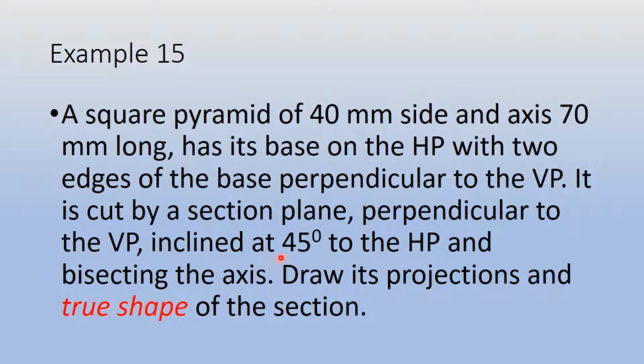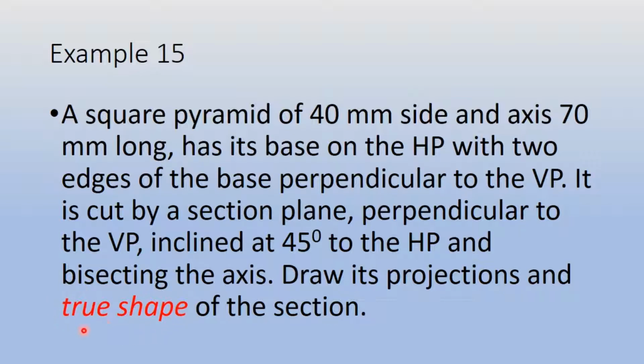So we have to place the section plane in such a way that the plane should be inclined to HP. For that, first we will assume that the section plane would be parallel to HP, and then we will make its inclination at 45 degree. And also mentioned that it is bisecting the axis. That means we have to pass the section plane through the center of this solid. And now draw its projection and true shape of the section.